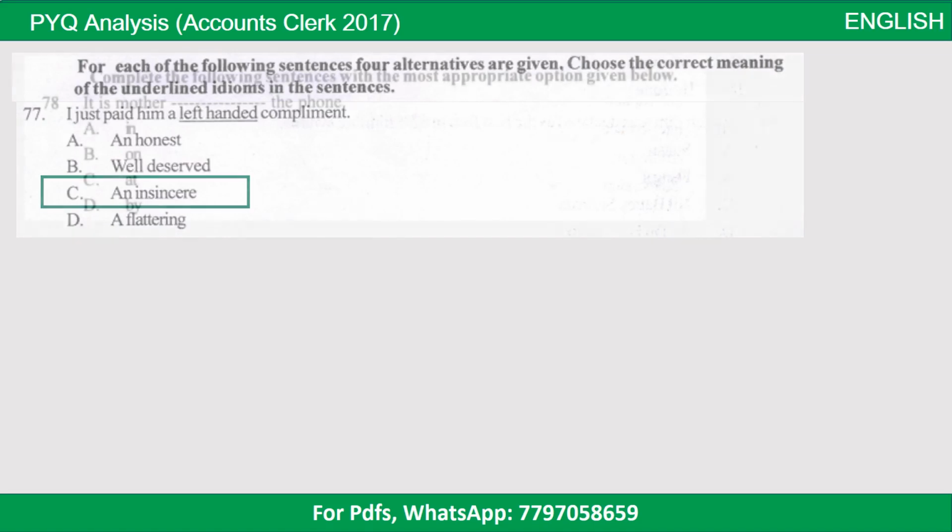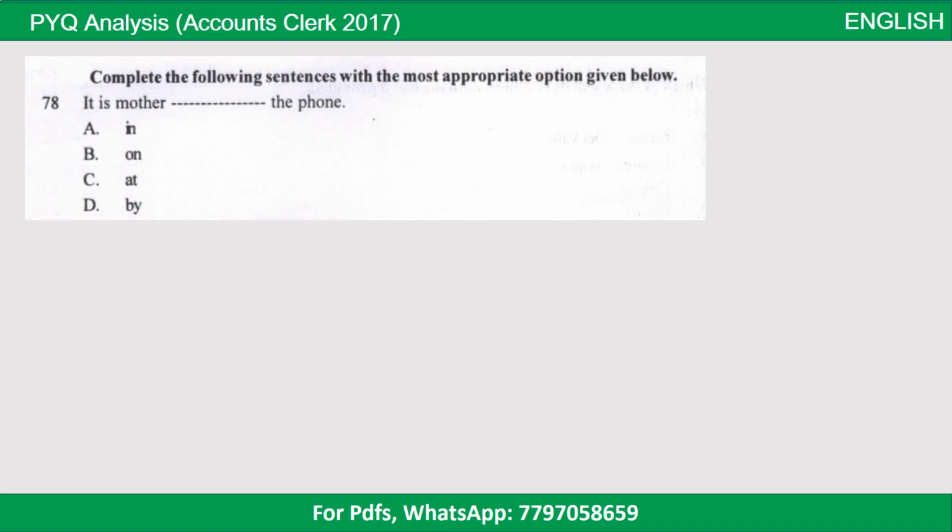77. Let's complete the following sentences with the most appropriate option given below. It is mother dash the phone. In the phone, on the phone, at the phone, by the phone. So always on the phone. We are on the phone. Your sister is on the phone. It is mother on the phone. So it will be option B.